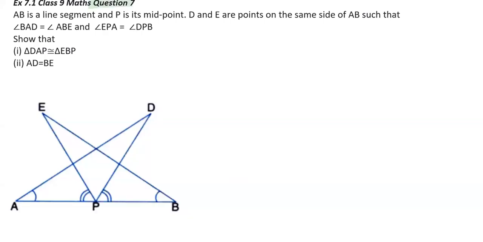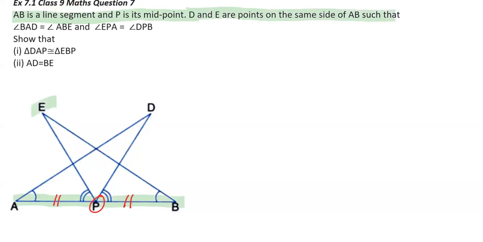This is question number 7, exercise 7.1. It says AB is a line segment and P being the midpoint. So you see that AB is a line segment and this point P is the midpoint of AB. That means we have AP is equal to BP. That we already know.